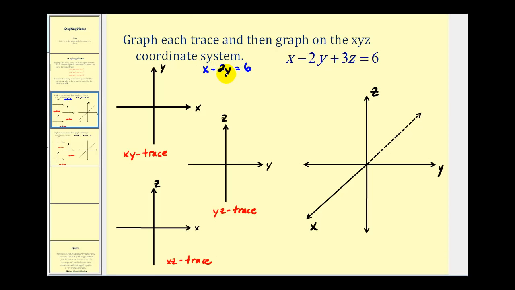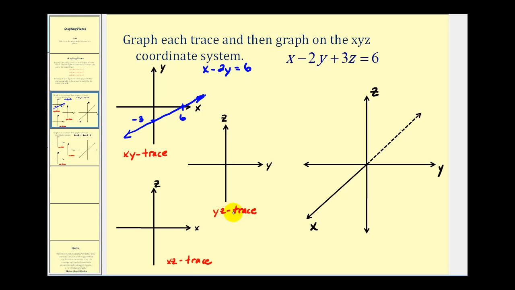Now to graph this line in standard form, we can go ahead and find the intercepts. If we set y equal to 0, x would be equal to 6. That would be our x-intercept. If we set x equal to 0, y would have to be negative 3. That would be our y-intercept. So this plane cuts the xy plane along this line here.